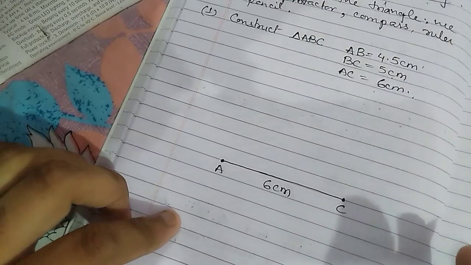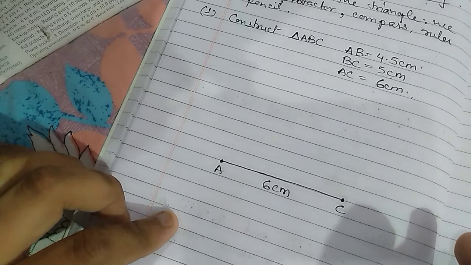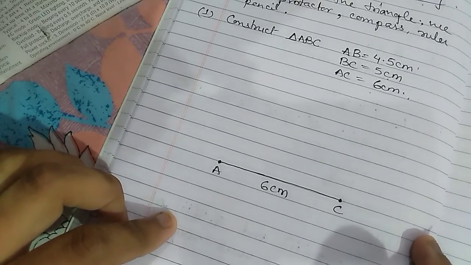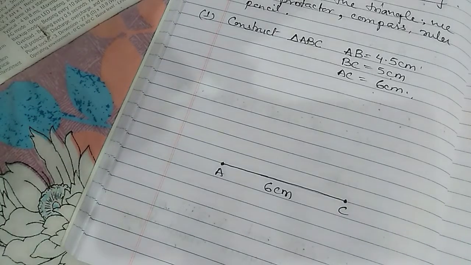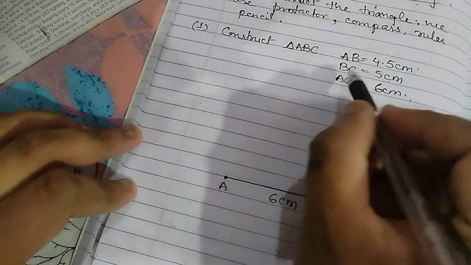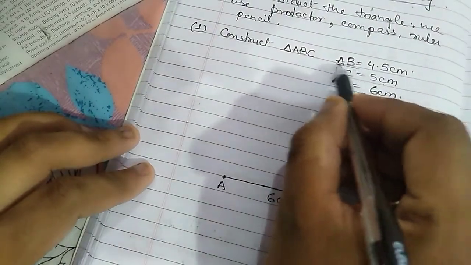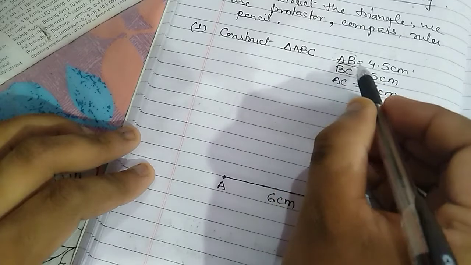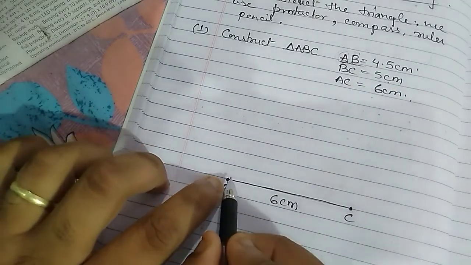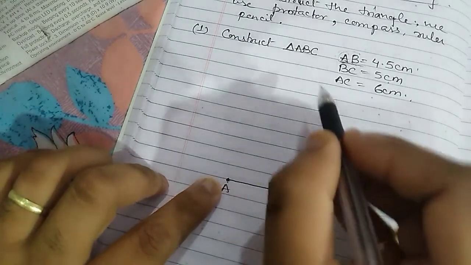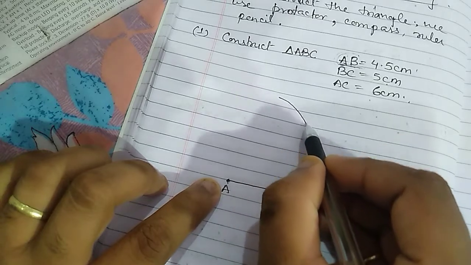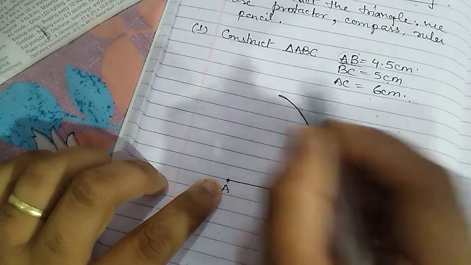Then set your compass to a radius of 4.5 centimeter. Here is your 4.5, AB. Now put your compass needle at point A and make an arc here.